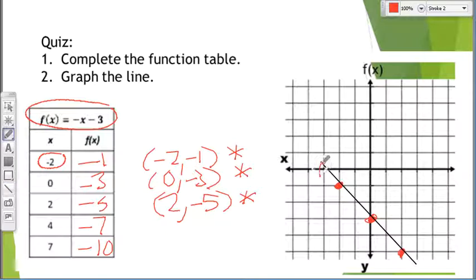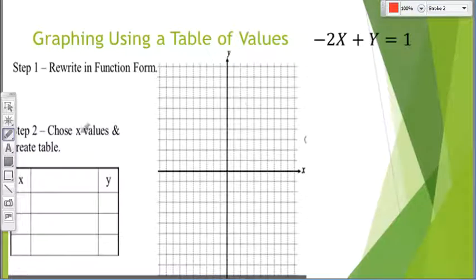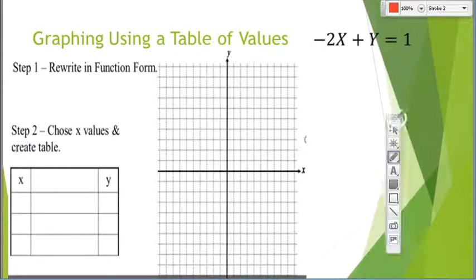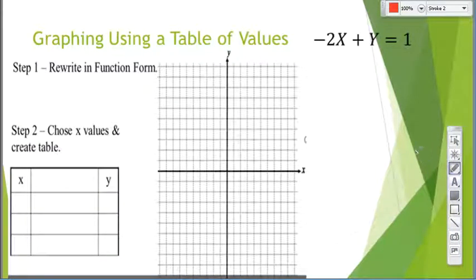So setting up a function table gives us a way to find some points that are on a line. So if we have the equation of a line, we can graph that line by finding at least 2 points that are on the line. So let's go ahead and practice this some more for this lesson. For each of these, we are going to graph using a table of values.